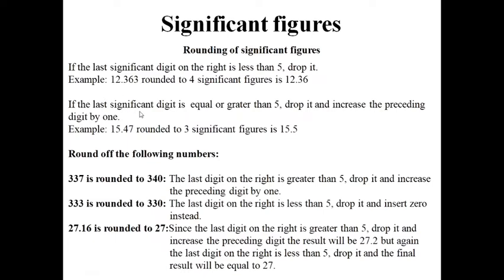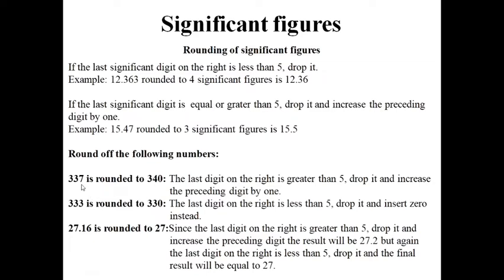And if the last significant digit is equal to or greater than 5, drop it and increase the preceding digit by 1. Here, 15.47: 7 is more than 5, which means drop it and increase the preceding digit by 1. So you will get the answer 15.5. Similar for some other cases.